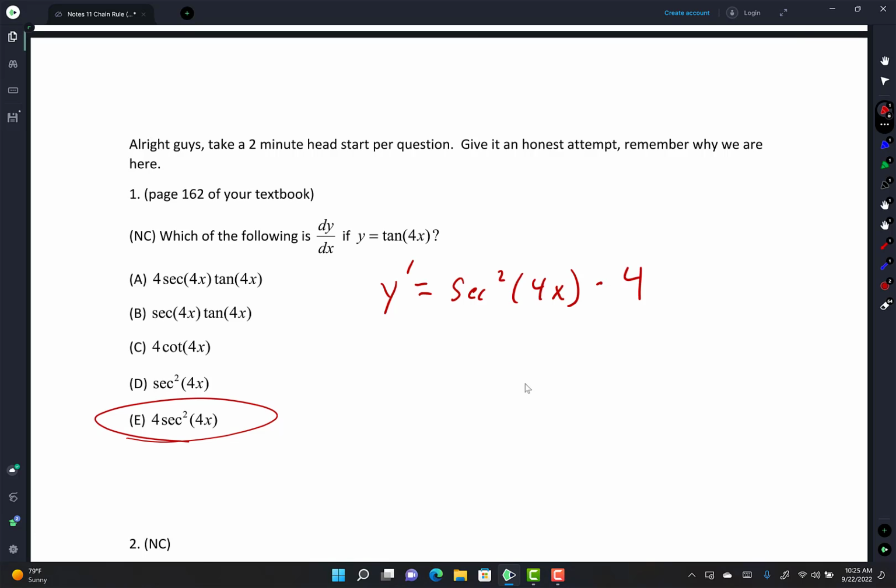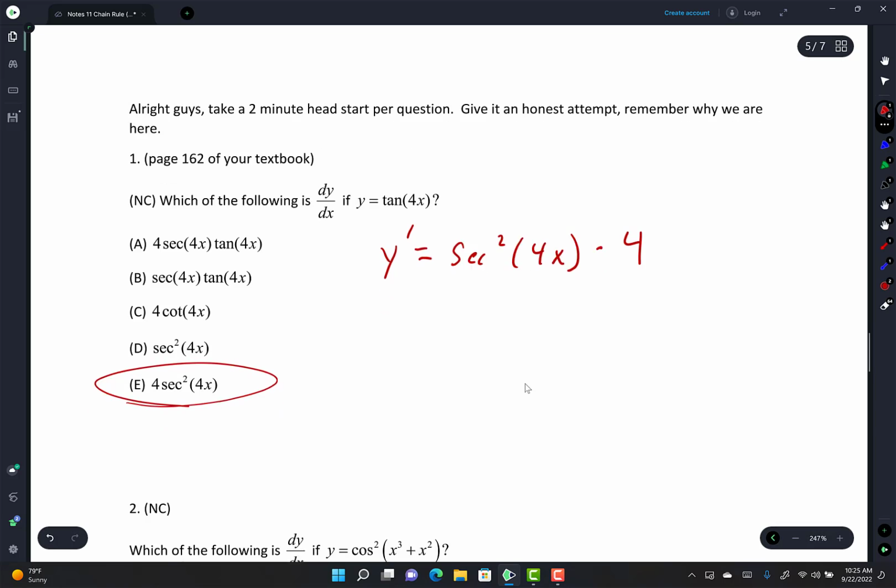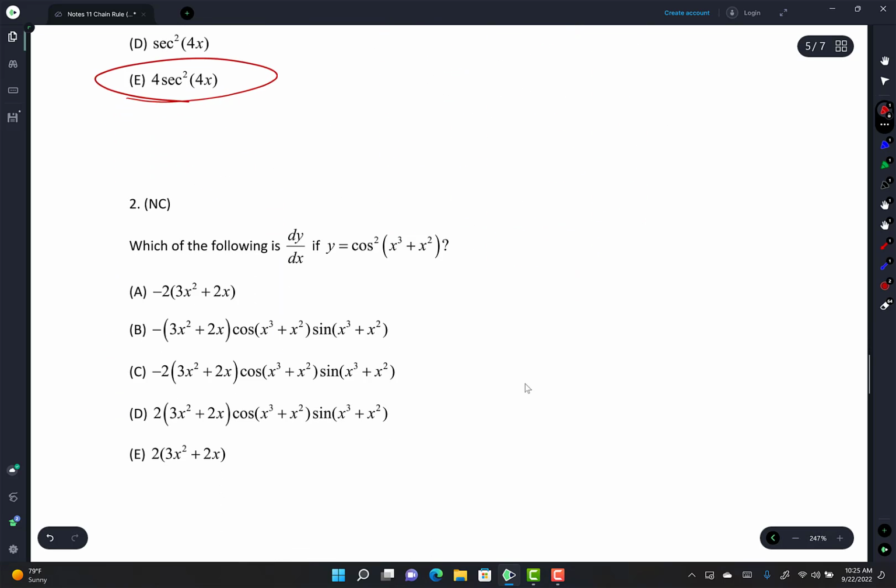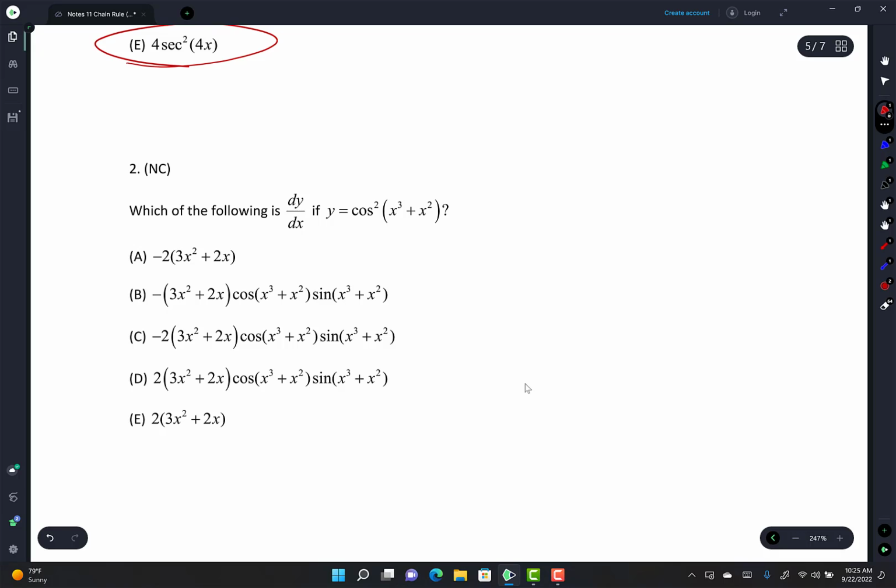All right, go to the next one, guys. See if you guys can do that one. Take 30 seconds and we'll do it together in a little bit.